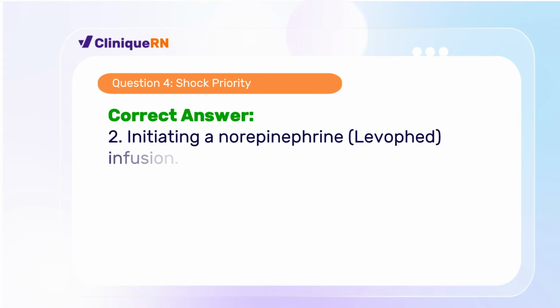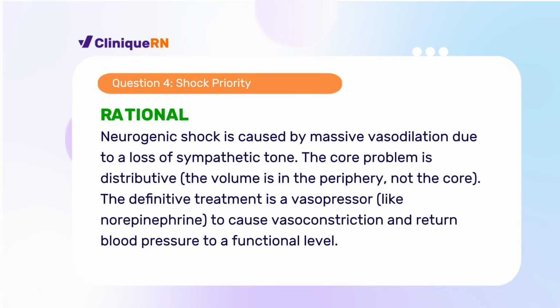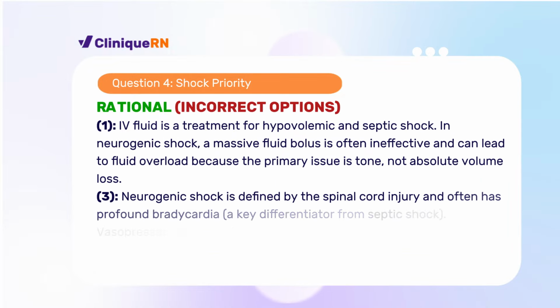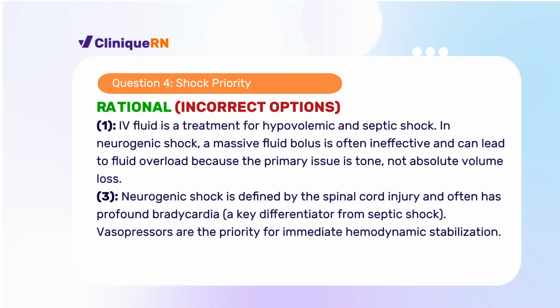The correct answer is 2. Initiating a norepinephrine, that's Levophed, infusion. Rationale. Neurogenic shock is caused by massive vasodilation due to a loss of sympathetic tone. The core problem is distributive. The volume is in the periphery, not the core. The definitive treatment is a vasopressor, like norepinephrine, to cause vasoconstriction and return blood pressure to a functional level. Incorrect options. 1. IV fluid is a treatment for hypovolemic and septic shock.